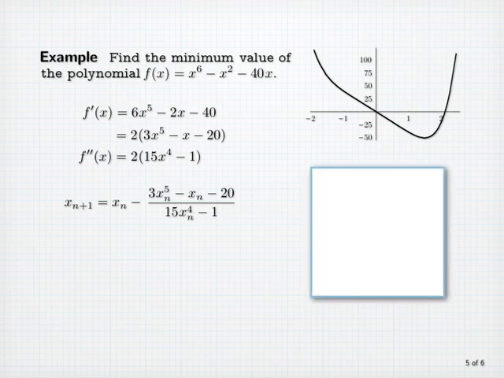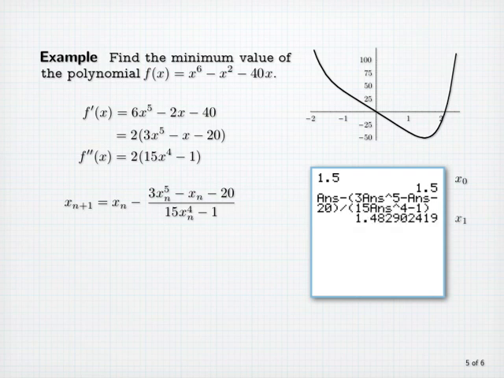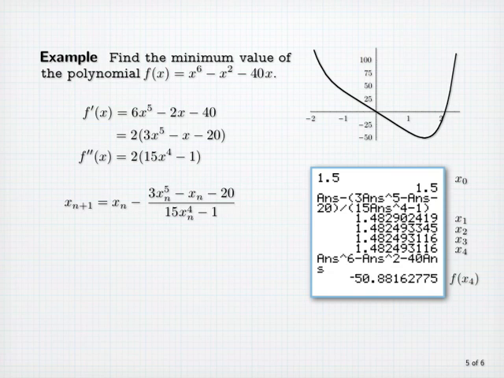Let's use 1.5 as our initial guess. And now we enter the right-hand side of the Newton formula. Press enter, and we have x1. Now we repeatedly press enter, calculating x2, x3, x4. Notice that x3 and x4 agree to all the digits shown. Therefore, that's a good approximation to the critical number we're looking for. Now we calculate the value of the function there, which turns out to be roughly negative 50.88.